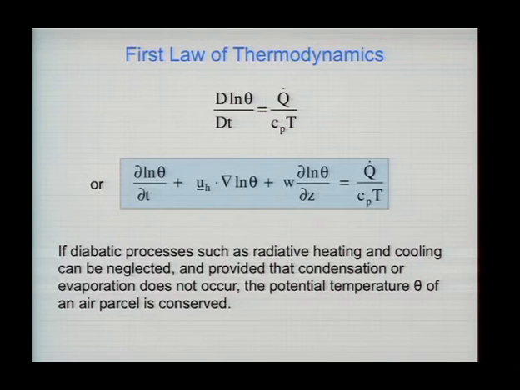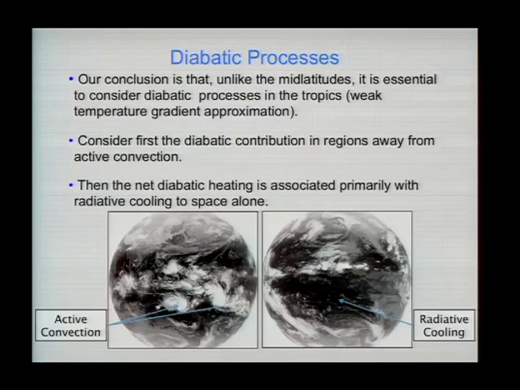So let's go back and say, well, you know what? These two terms, the advection and the time rate of change of potential temperature, cannot balance the vertical motion times d by dz of the potential temperature. In other words, the horizontal advection cannot balance the vertical advection. And what we have to do is include the right-hand side, diabatic heating. So let's do that.